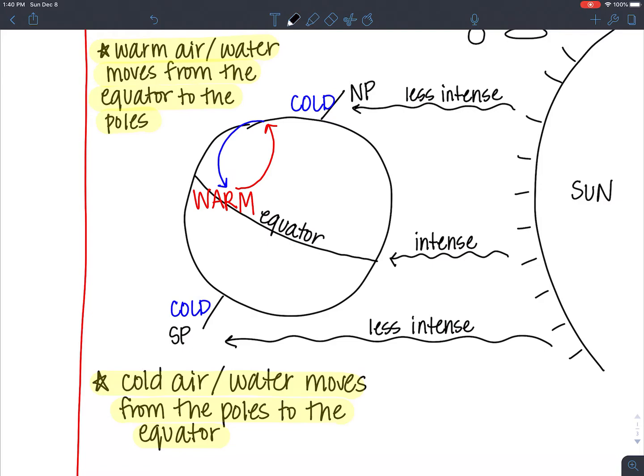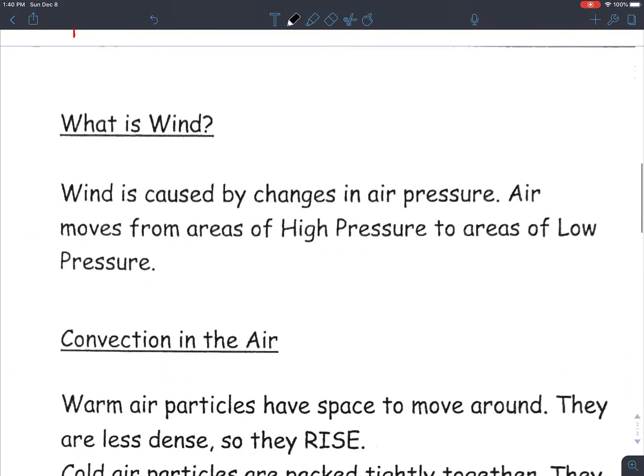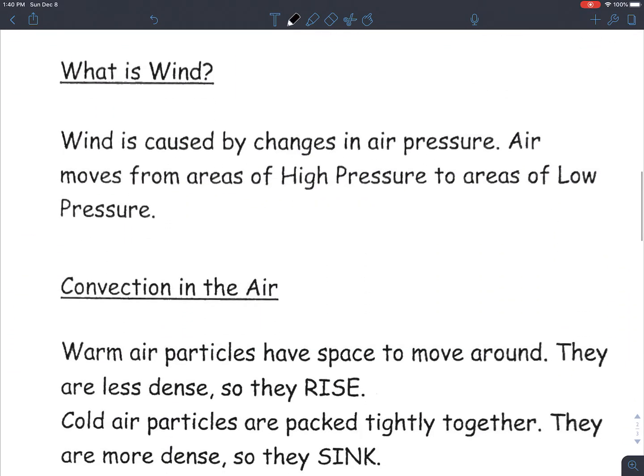Okay, now that we're ready to move on, go ahead and grab the paper that says, "What is wind?" We're going to do some highlighting and some drawing here. We are also going to need our highlighters, red and blue colors. So I'm going to grab my highlighter. One thing that I need to know is that wind is caused by changes in air pressure. So we're going to look at air pressure today. Wind is caused by changes in air pressure, so go ahead and highlight that.